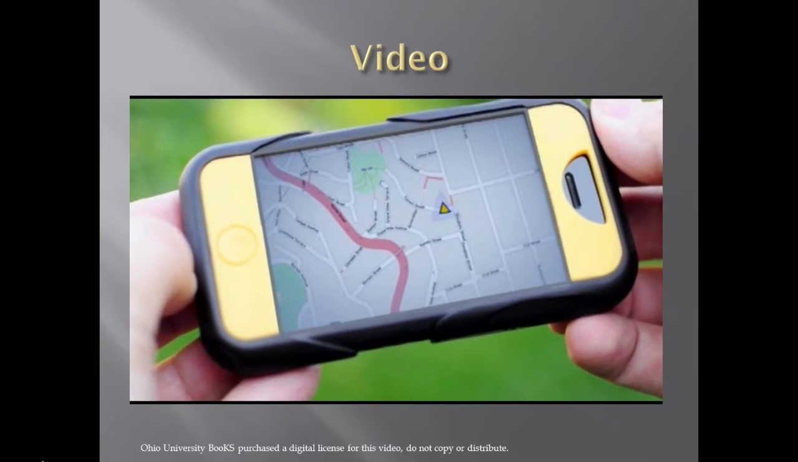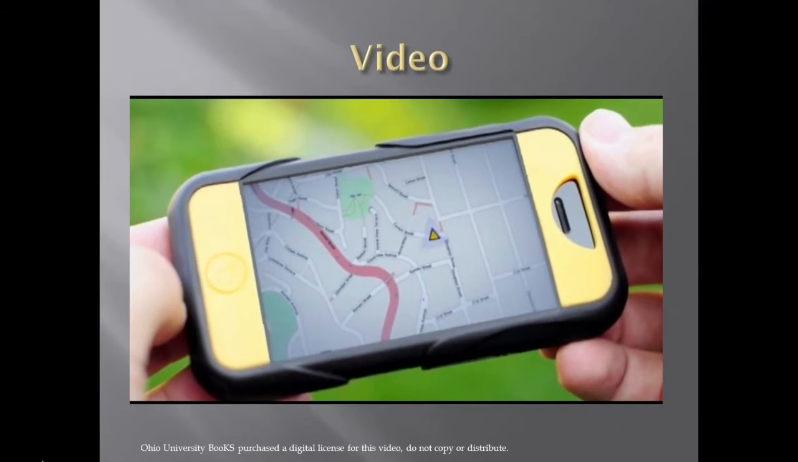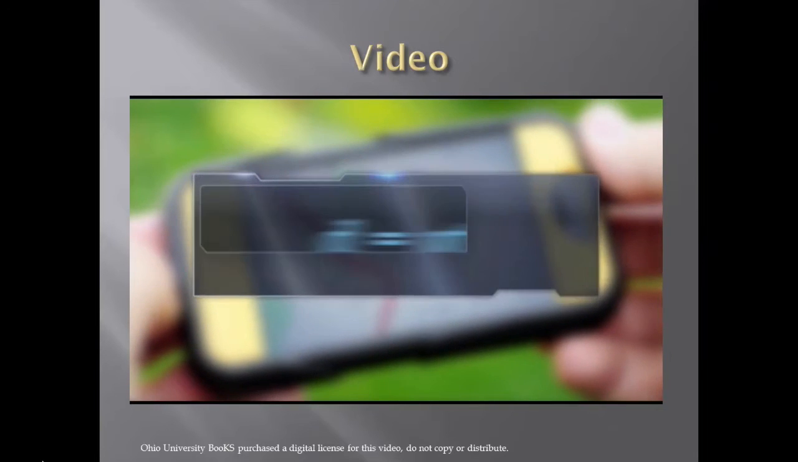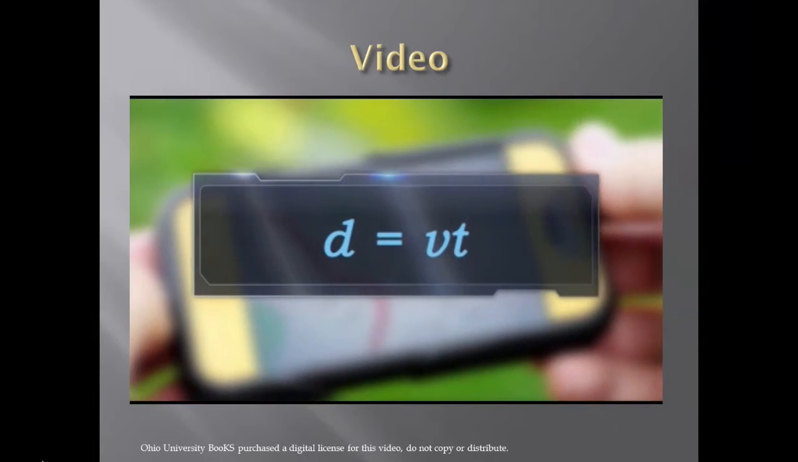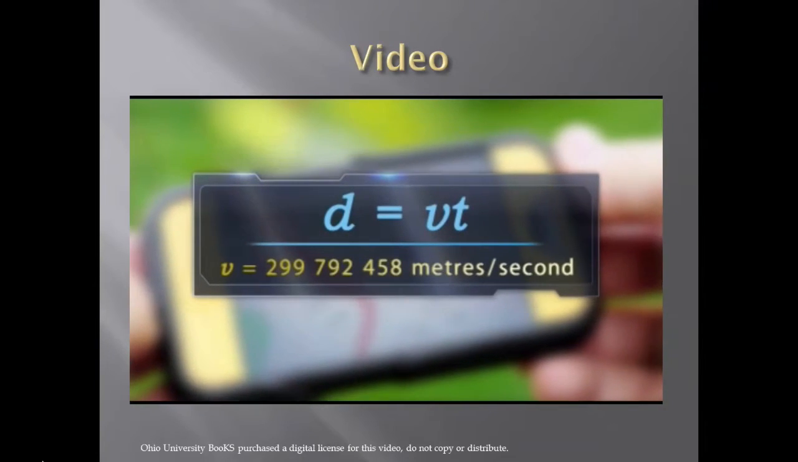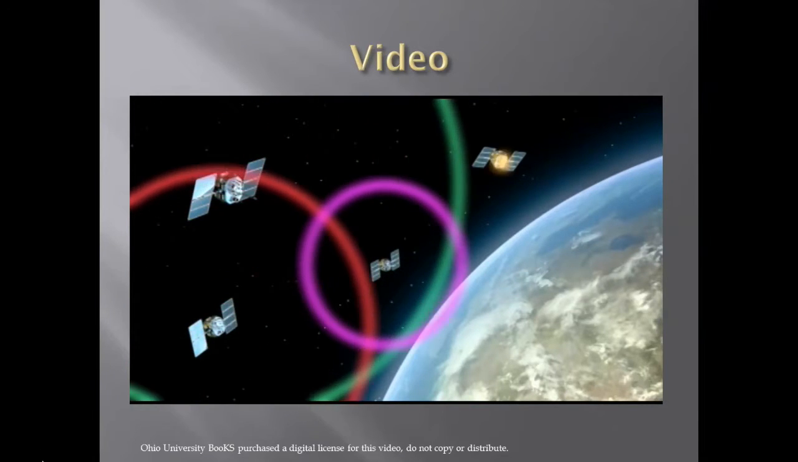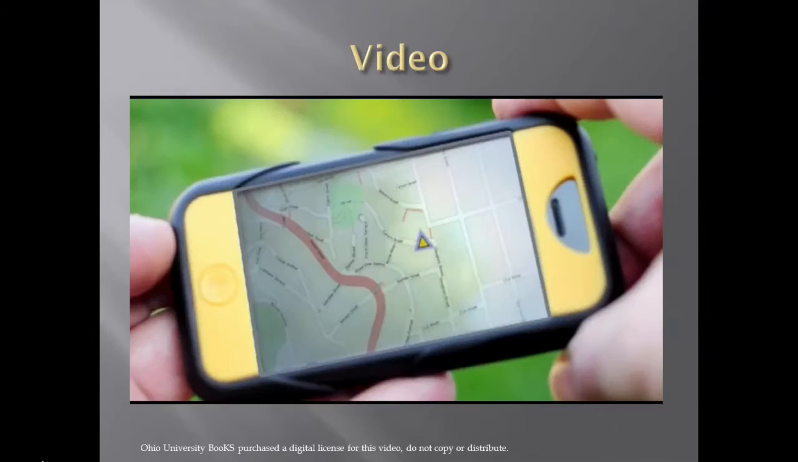Each signal contains information on where the satellite is and what time the signal was sent. Using this information, the receiver calculates its distance from the satellite. This is done by multiplying the signal speed, the speed of light, by the time the signal traveled. The receiver then repeats this procedure for 3 more satellites, narrowing down its location to within a few meters.